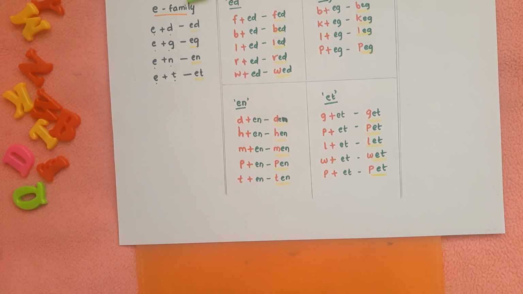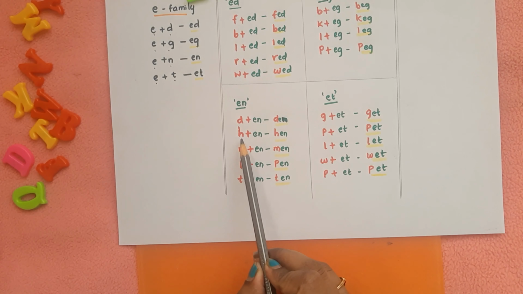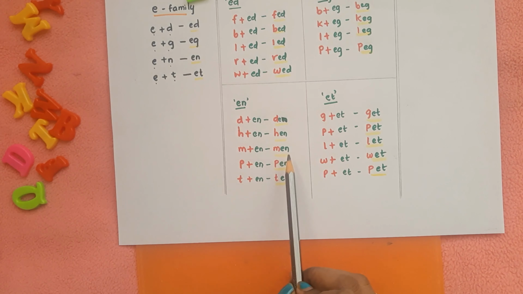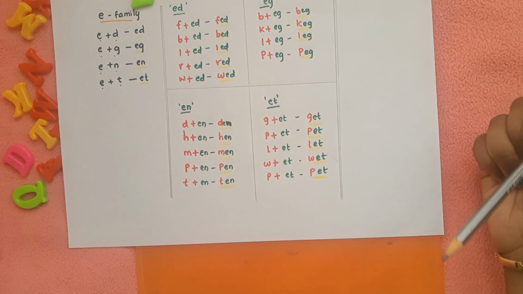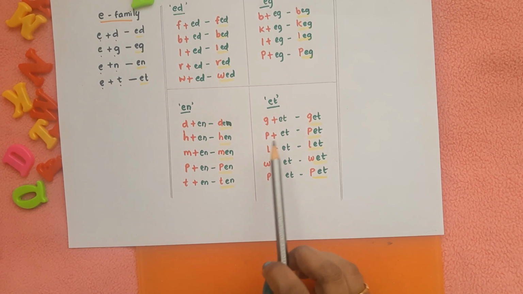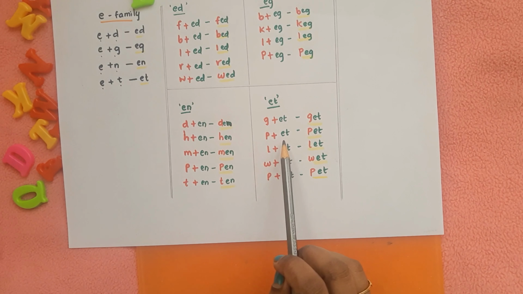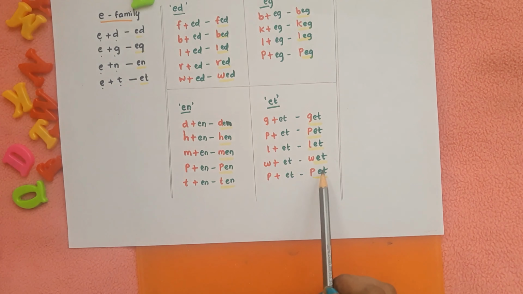Next we have en family. D, en, den. H, en, hen. M, en, men. P, en, pen. T, en, ten. Next we have et family. G, et, get. P, et, pet. L, et, let. V, et, wet.